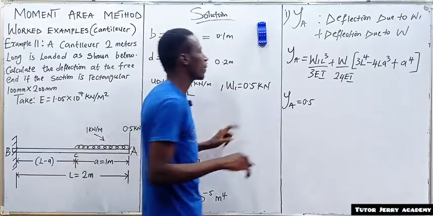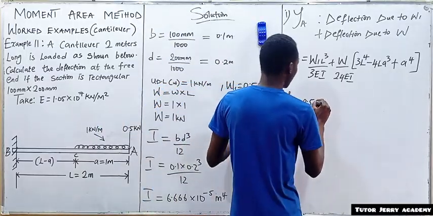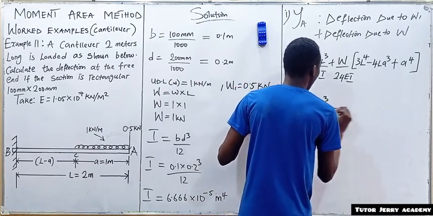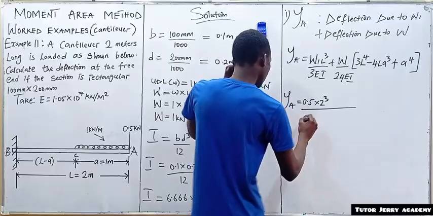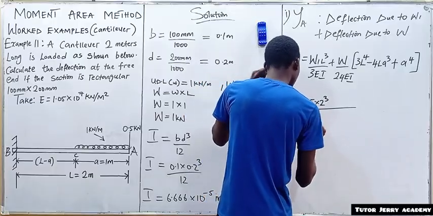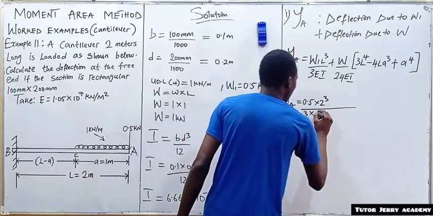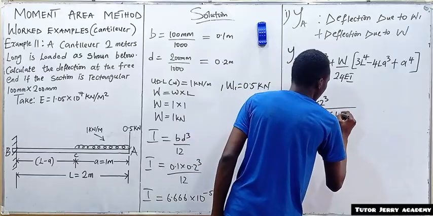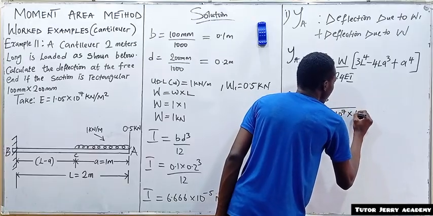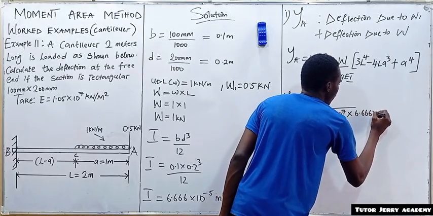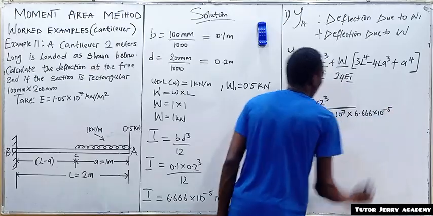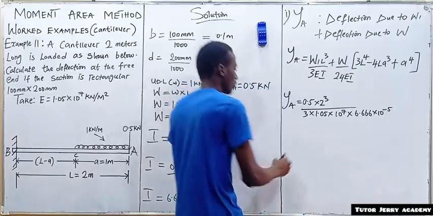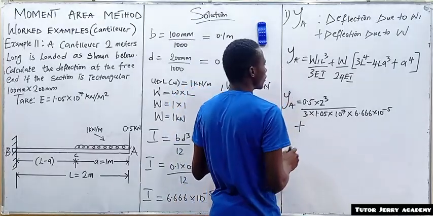So we have multiplied by 2 to the power of 3, multiplied by 2 to the power of 3. This is all over, we have 3 multiplied by E. Our E is nothing but 1.05 times 10 to the power of 7 multiplied by 6.666 times 10 to the power of minus 5. So this is what we have. This is plus. All right, everything here is plus.